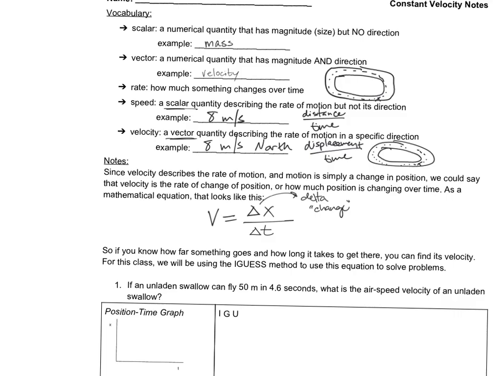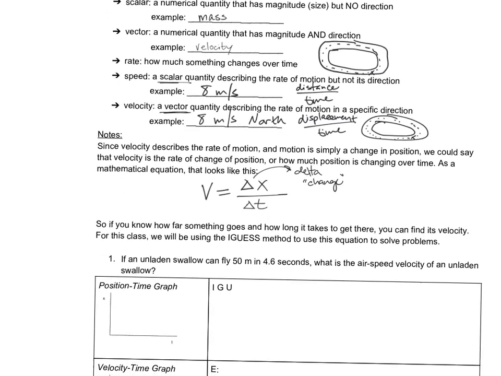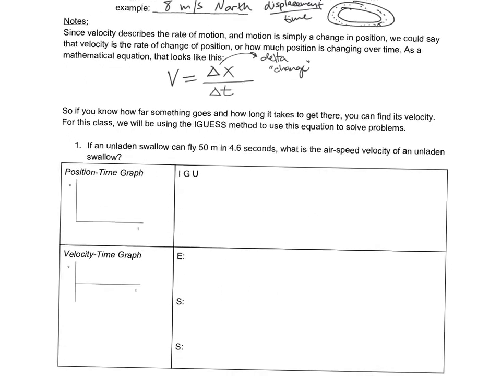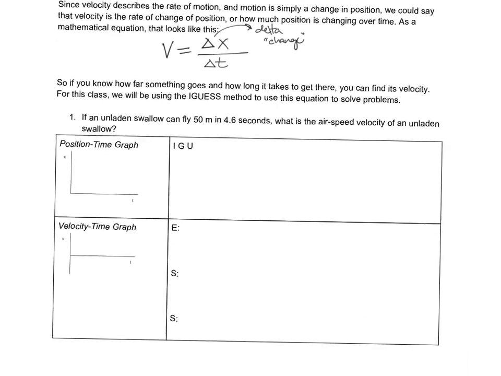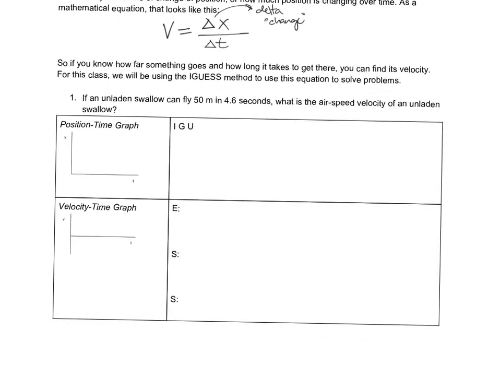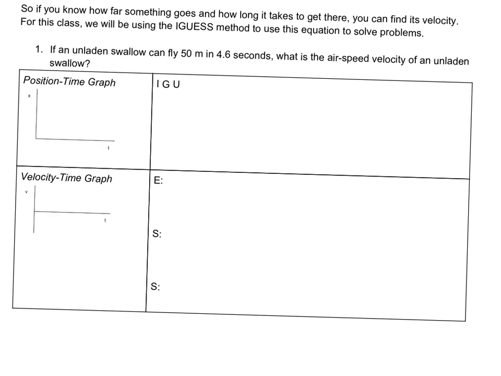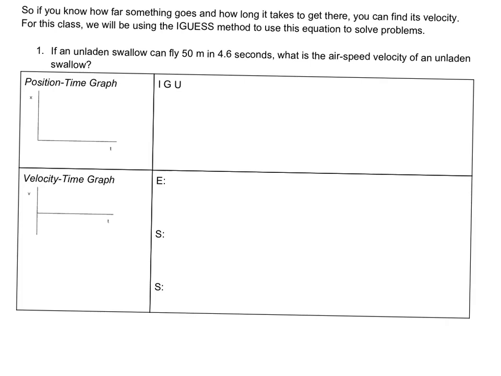And to solve these problems involving a constant velocity, which means a velocity that doesn't change, we're going to be using the IGUESS method. Now, if you have taken IPC, you'll be very familiar with the IGUESS method. Also, if you've taken our chemistry class, we've done a little bit of IGUESS method in there. And really, it's the I GUESS method.